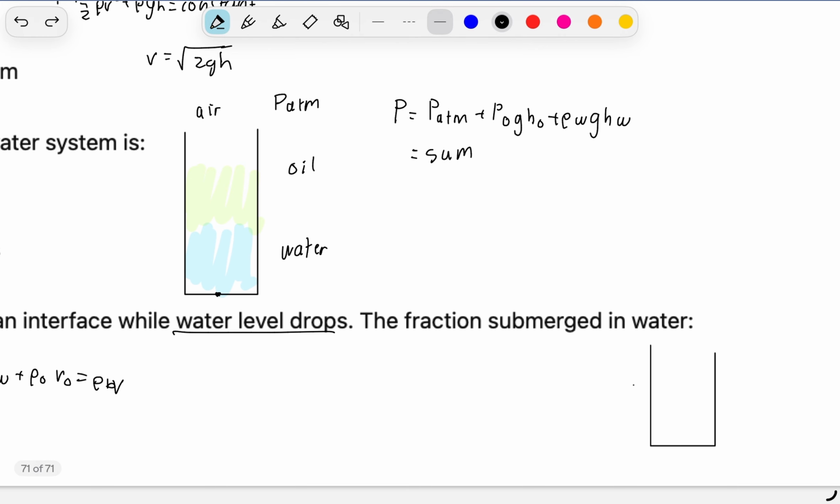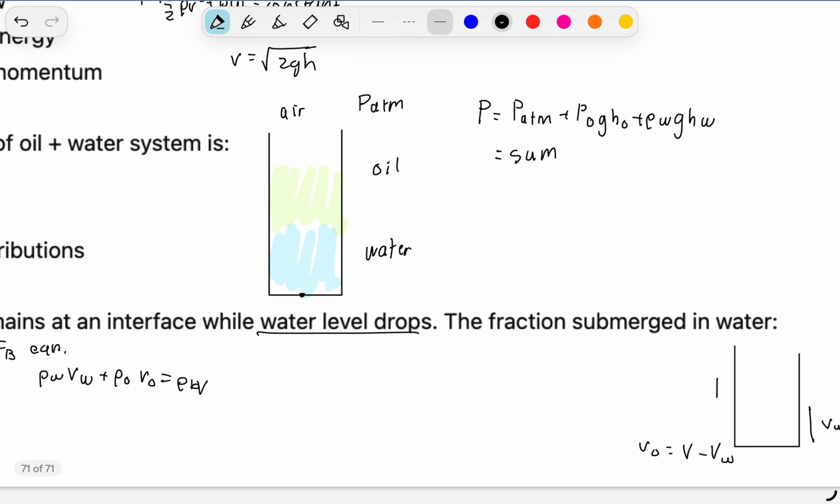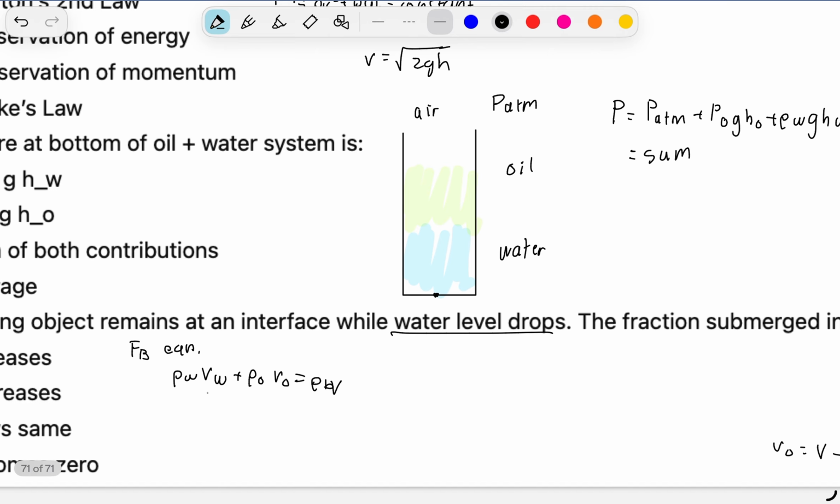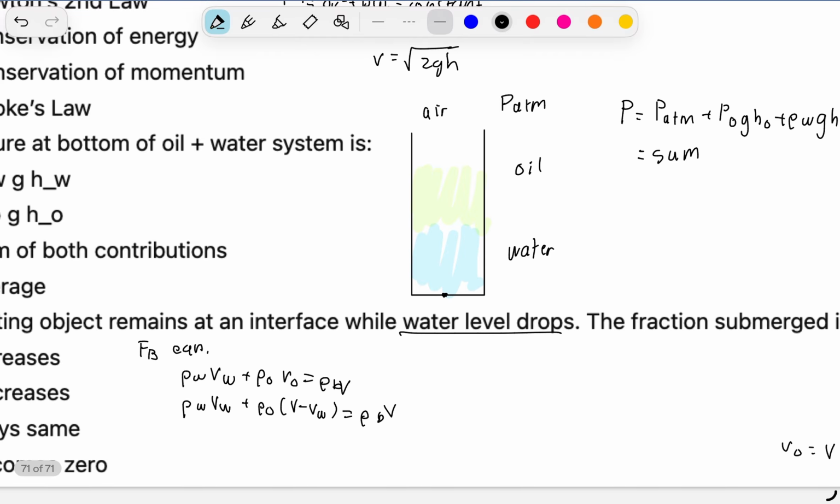We're going to have the V, and then we're going to have the volume of the water. So we have to find V oil by finding the difference of V minus V of the water. Then we can substitute that into our equation. We're going to have density water, V water, plus density oil, V minus V water, is equal to density block V. Now here, all you're going to do is just solve. So you can distribute those. You have density water V water, plus density oil V, minus density oil V water, is equal to density block V.